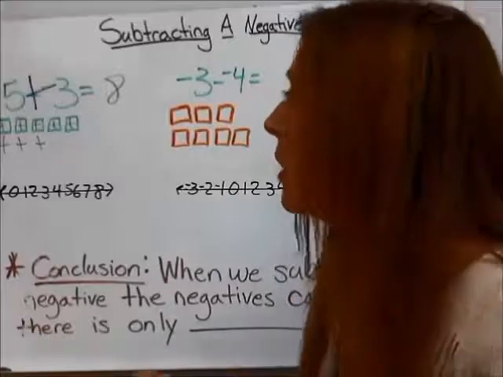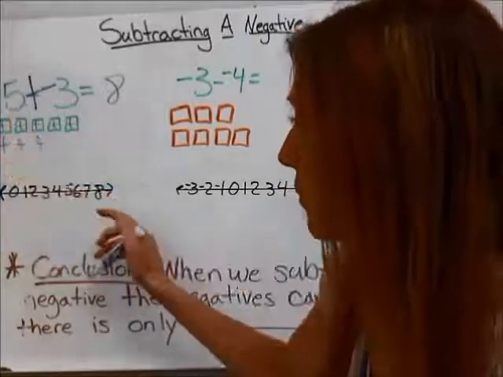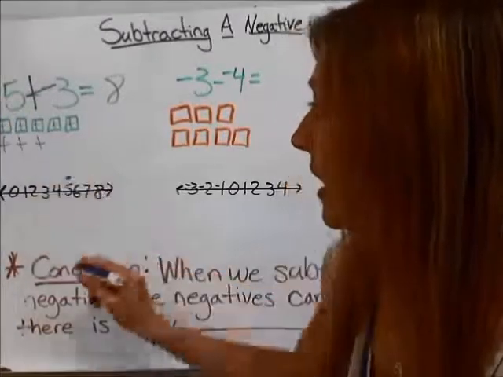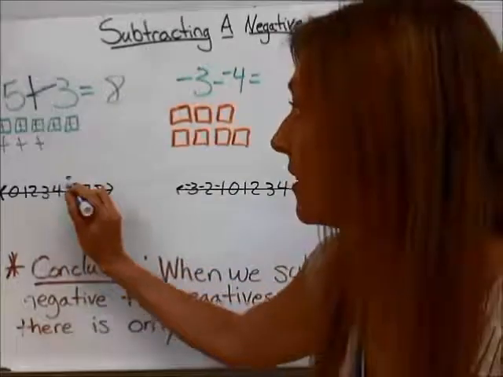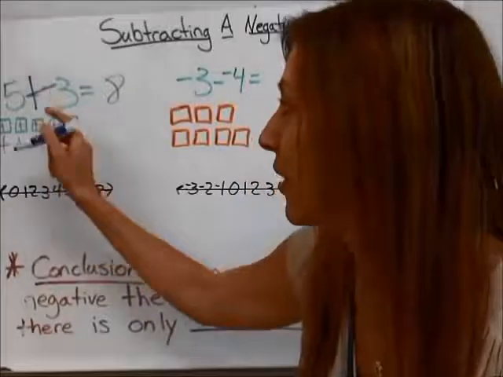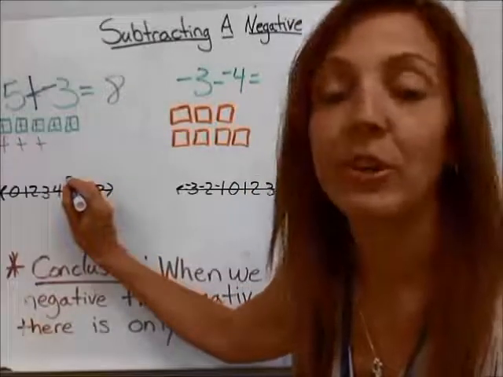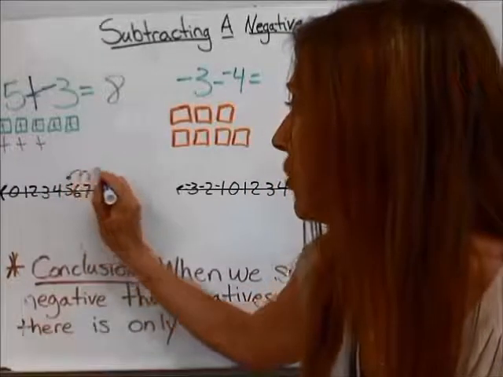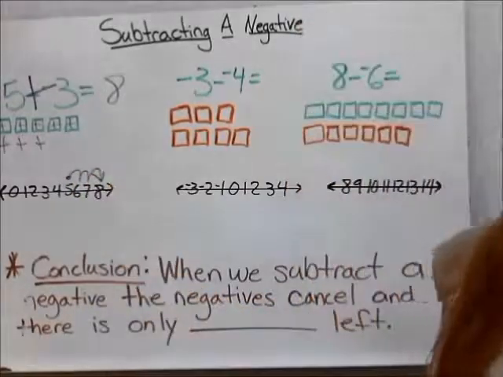You're adding. Okay, so I start at 5 on my number line, and I'm subtracting, so you're going to think you're going to move to the left, but when you realize I'm subtracting a negative, you're going to move to the right. 1, 2, 3, and you stop at 8.